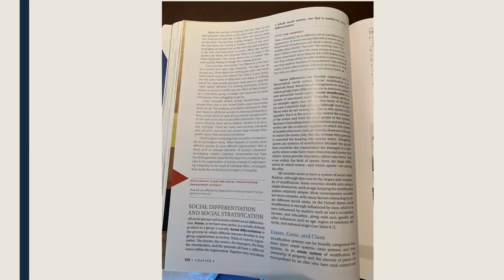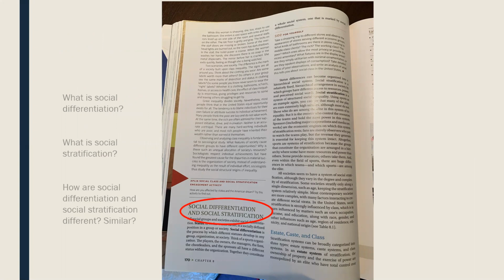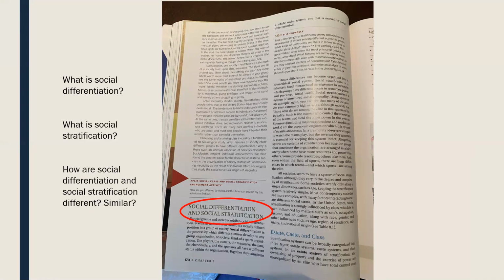So, for example, this is from a sociology textbook. You can see one of the main headings says social differentiation and social stratification. So you could ask the questions, what is social differentiation? What is social stratification? How are social differentiation and social stratification different? How are they similar? From there, you can see a subheading that says estate, caste, and class. So you could ask the question, what are estate, caste, and class?